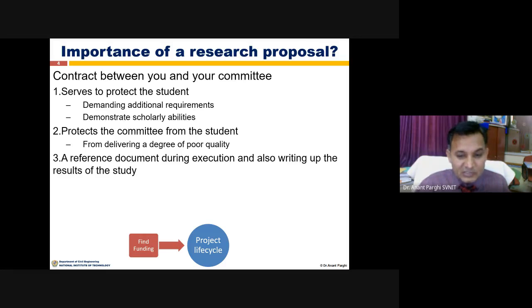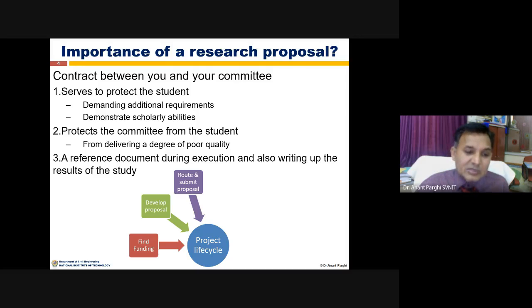What is the funding? We need to find out where the funding is coming from. Then we can develop the research proposal, route and submit the proposal. So we need to route and then submit that research proposal, and set up the project.